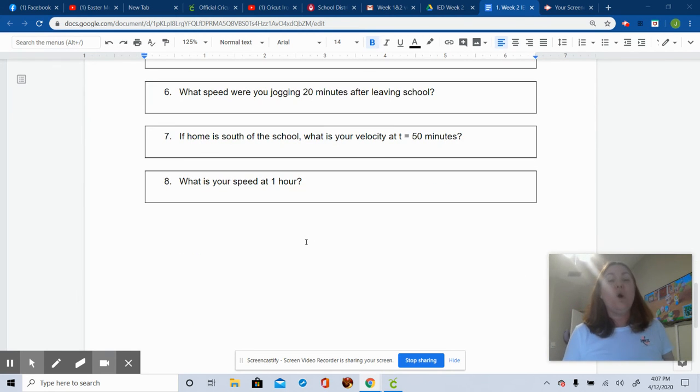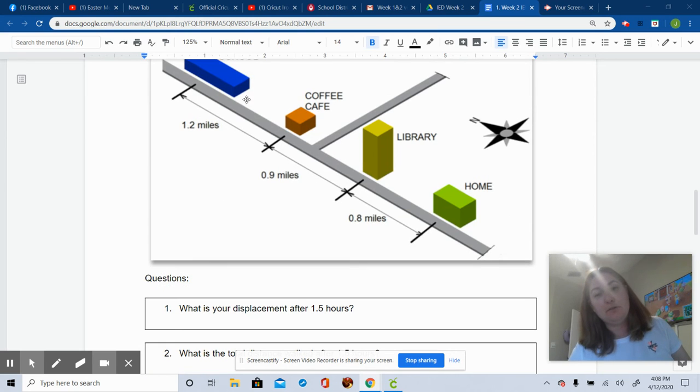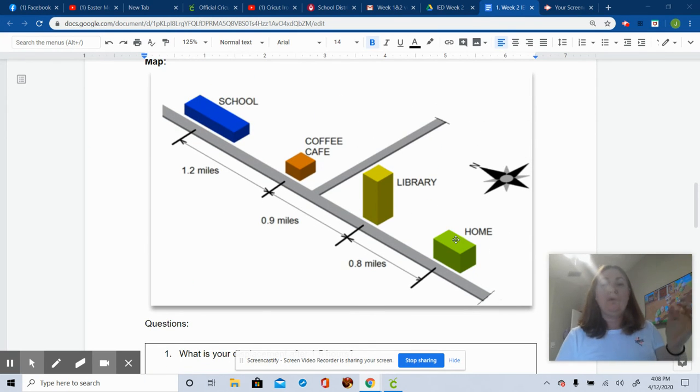Number 7 says, home is south of the school, what is your velocity at time equals 50 minutes? So here's school, here's home. Home is south of the school, what is your velocity at 50 minutes? Well, at 50 minutes, we had gone from the library and we were walking back to the coffee shop. So we were walking north. So that's a little bit tricky. We're going the wrong direction, right? So let's see. It took me 50 minutes to get to the coffee shop. I'm in the opposite direction of my house.